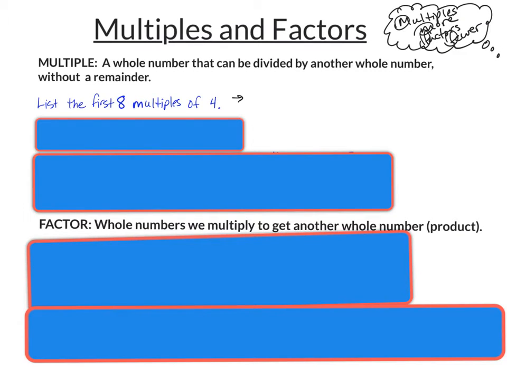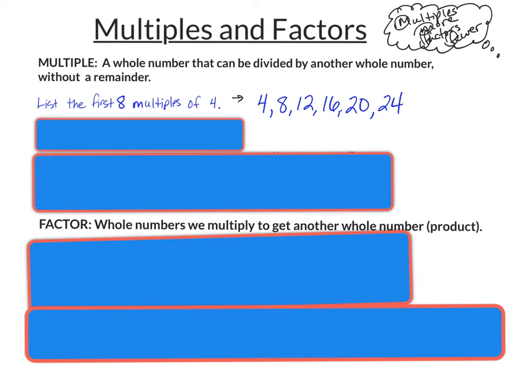So my first task is to list the first 8 multiples of 4. When we're listing the multiples, we start out with the very first multiple, which would be that number times 1. 4 times 1 is 4. 4 times 2 is 8. 4 times 3 is 12. 4 times 4 is 16. 4 times 5 is 20. And 4 times 6 is 24.